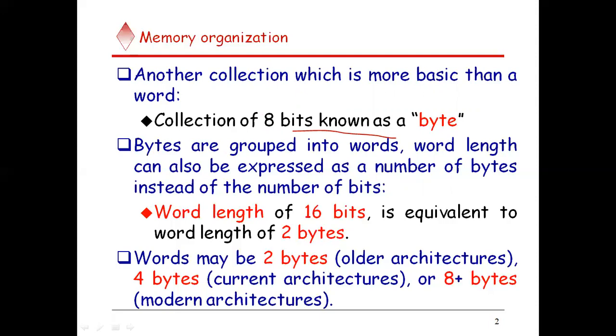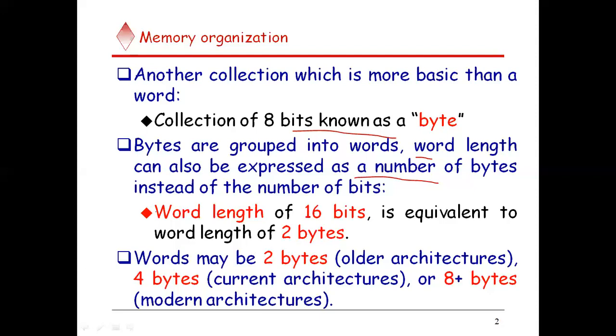Word length can also be expressed as a number of bytes. So even the word length I told may be varying from 16 bits to 64 bits. The same thing you can tell in terms of bytes also: 16 bits means 2 bytes, or 64 bits means 8 bytes. So the word length you can express either in terms of number of bits present inside the word, or in terms of bytes.